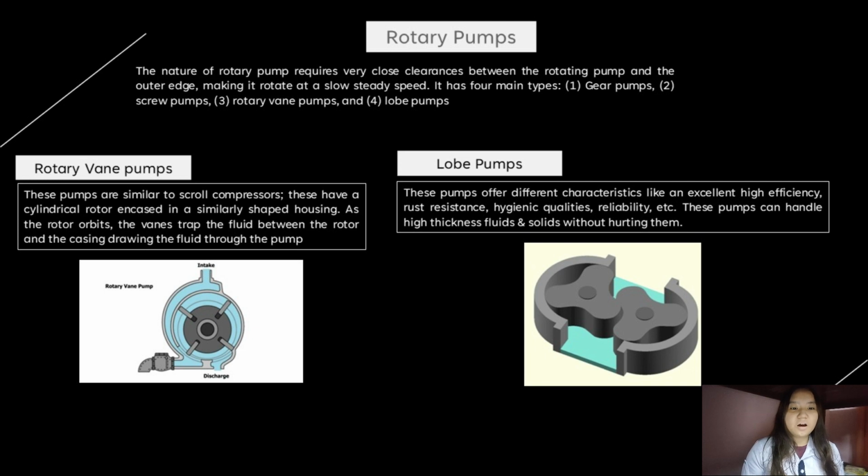These pumps offer different characteristics like excellent high efficiency, rust resistance, hygienic qualities, reliability, and so on. These pumps can handle high viscosity fluids and solids without hurting them.